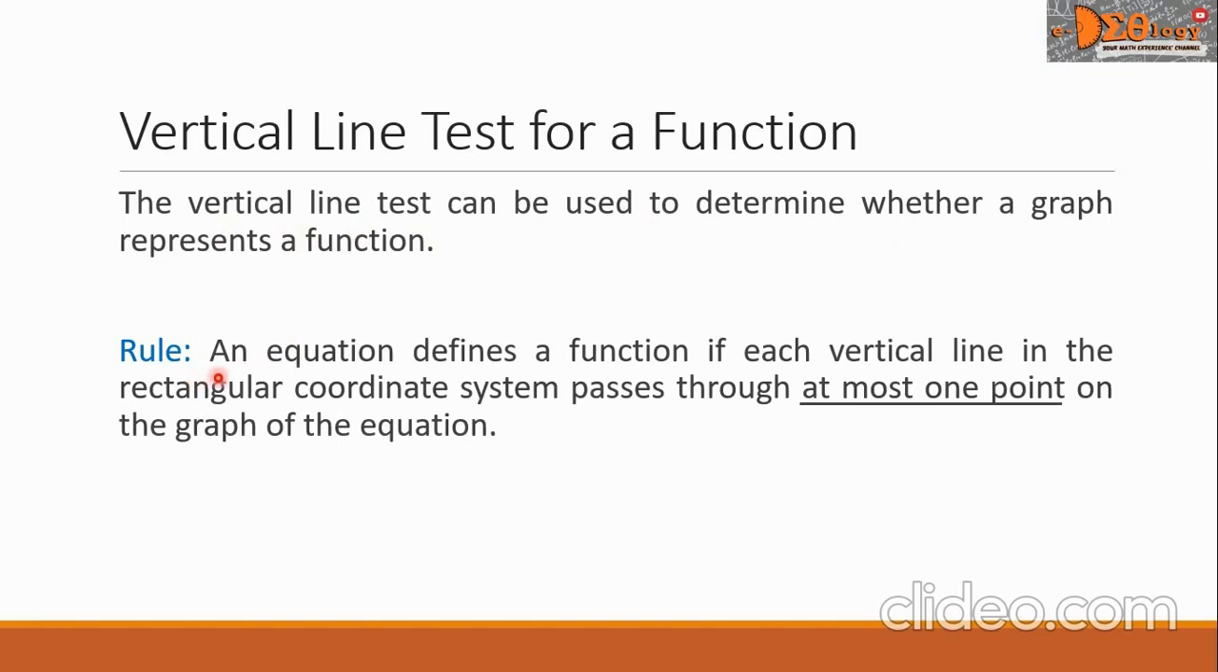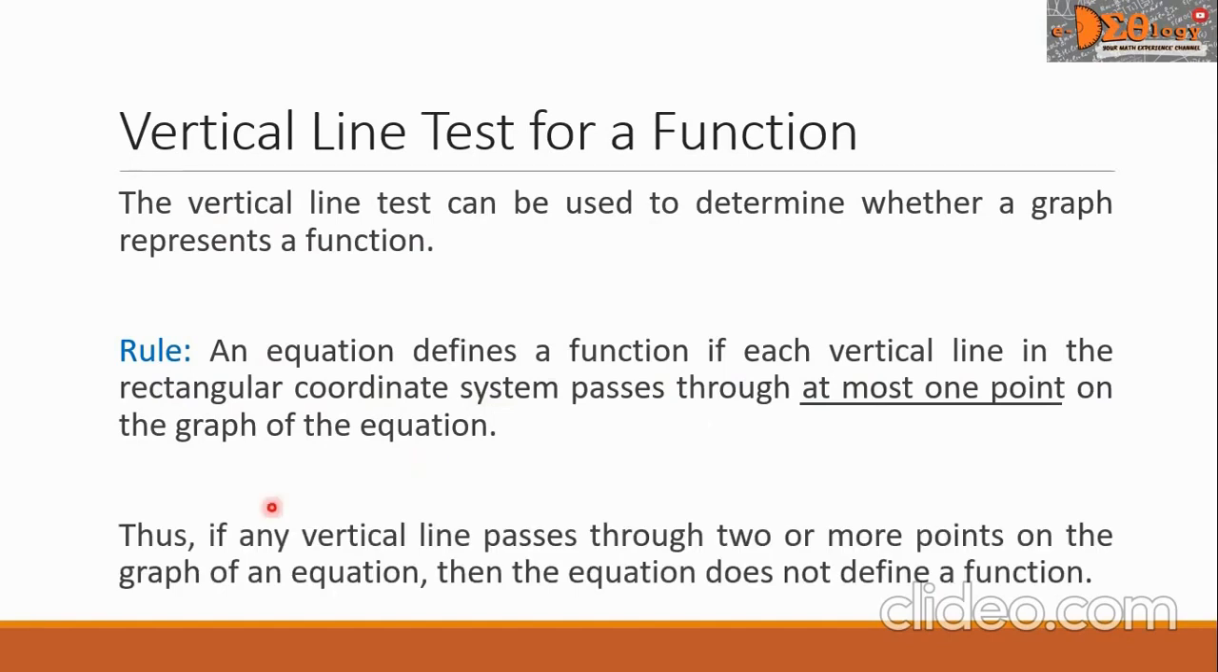As a rule, an equation defines a function if each vertical line in the rectangular coordinate system passes through at most one point on the graph of the equation. Thus, if any vertical line passes through two or more points on the graph of an equation, then the equation does not define a function. Let us see some examples.